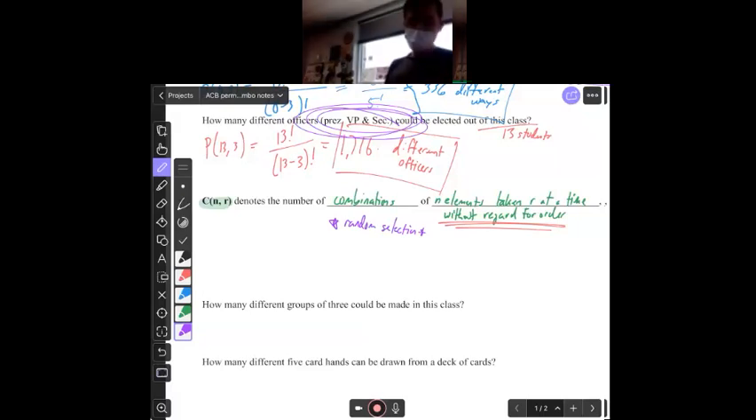Okay. The math for a combination, so C, the combinations of n elements chosen r at a time, is n factorial divided by n minus r factorial times r factorial.